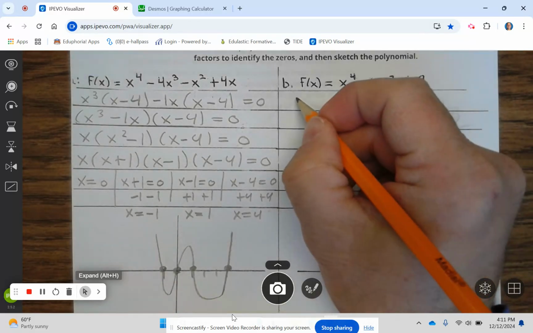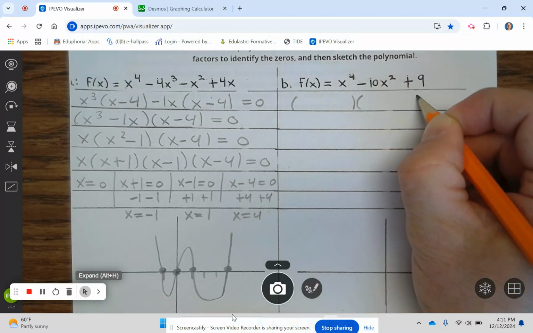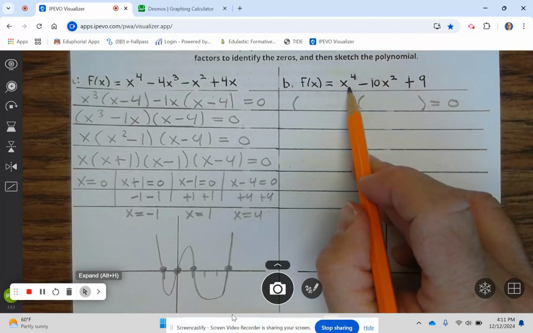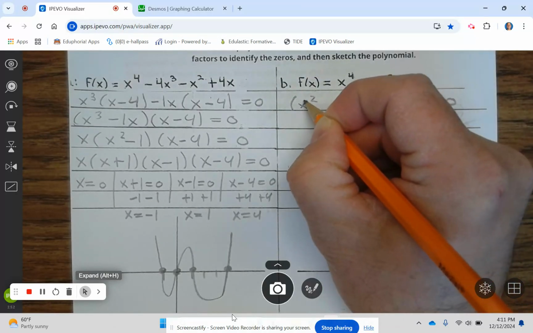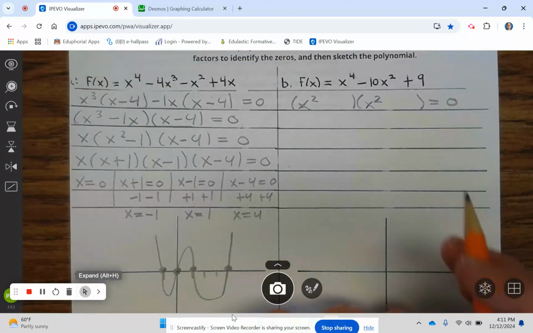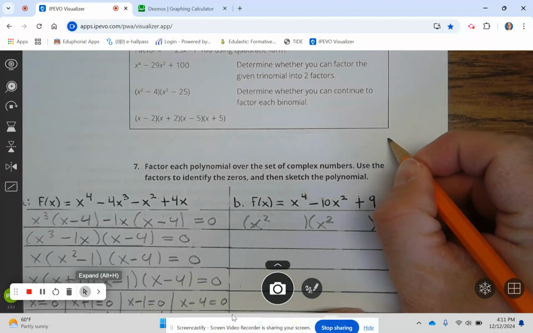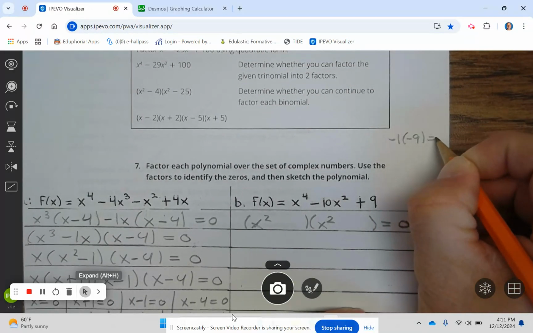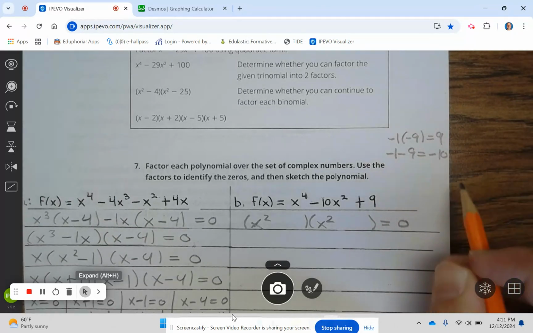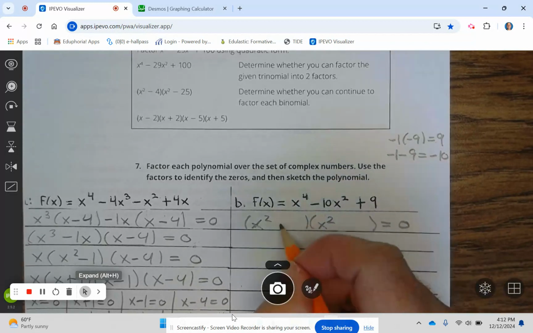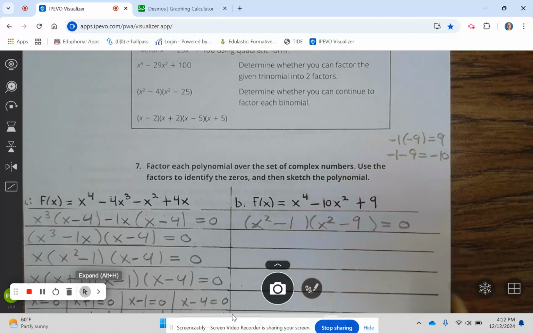Now here we can actually use two parentheses. Now we know that x to the fourth, because we can multiply x squared times x squared. Now when you figure out what numbers multiply to give you positive 9 combined to be negative 10. So to do that, we'll start with negative 1 times negative 9 is a positive 9, and then negative 1 minus 9 equals a negative 10. So we have our 9 and negative 10. So the factors are x squared minus 1, x squared minus 9.